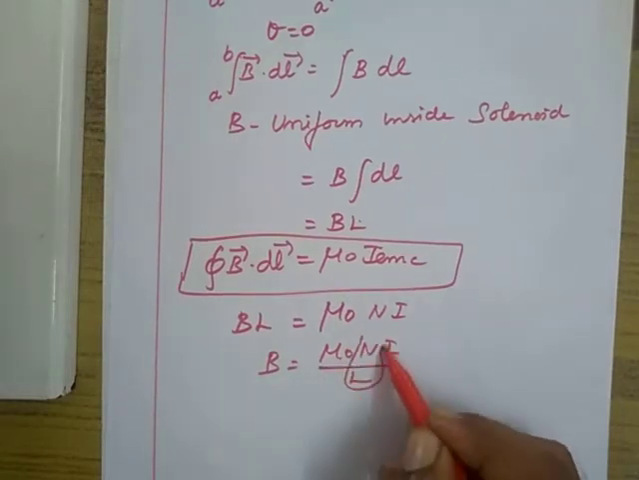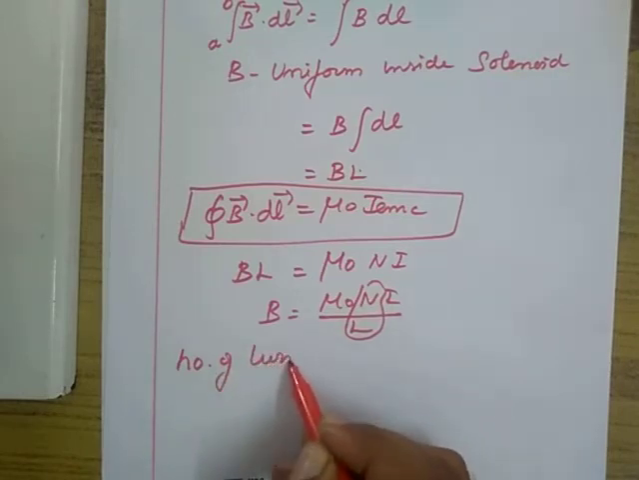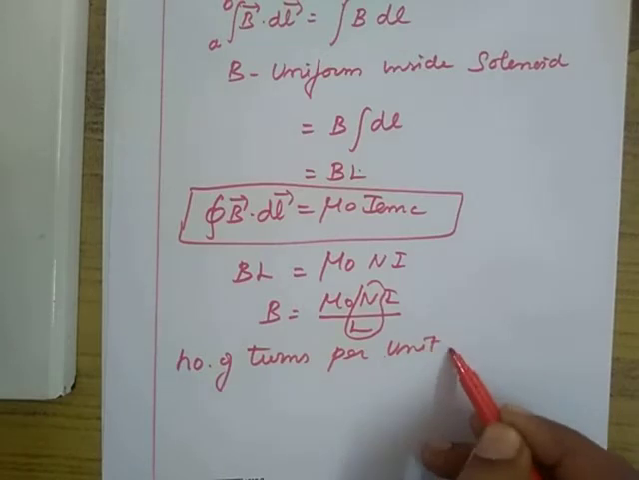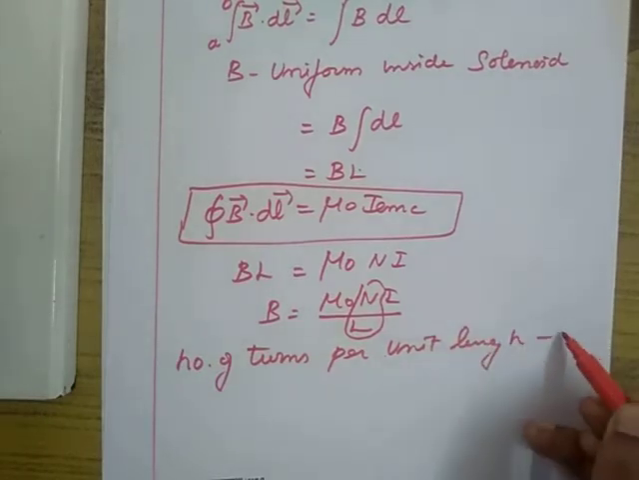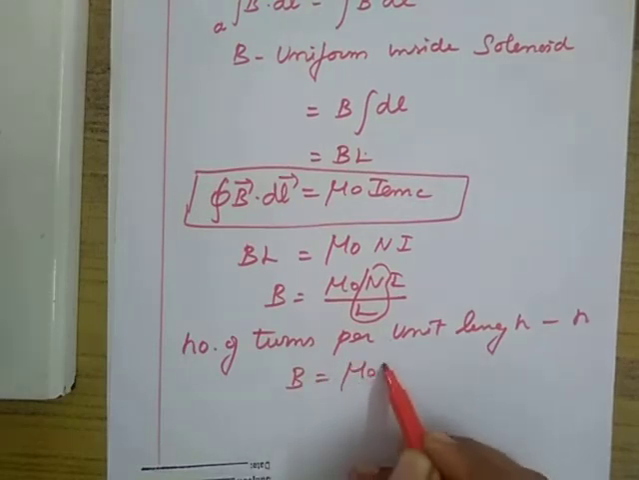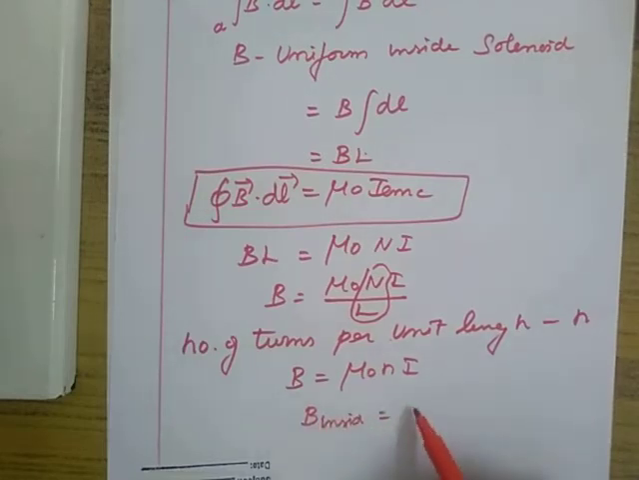Here N by L is the number of turns per unit length. That is a constant, indicated as small n. Okay, then magnetic field B is equal to mu naught n I. Here mu naught is the permeability of free space, n is the number of turns per unit length, and I is the current. These three are constant. So the magnetic field inside the solenoid is constant.